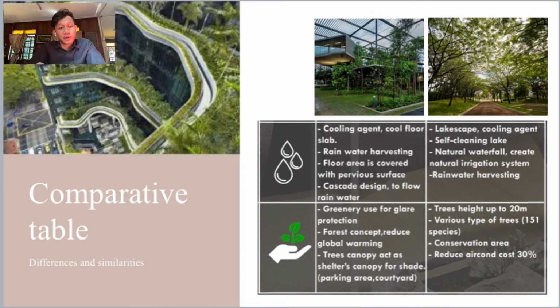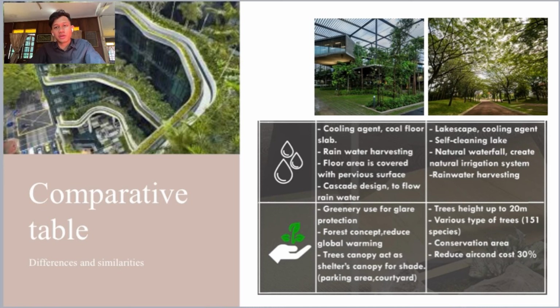For the water element, in the Paramit Factory, the cooling agent is the cool floor slab. It also uses rainwater harvesting, and the floor area is covered with pervious surface and a cascade design to flow the rainwater from the roof to the rainwater harvesting. Then the Valencia uses a lakescape as a cooling agent. It is a self-cleaning lake because it uses fish and tortoise to clean the water. It also has a natural waterfall to create a natural irrigation system and also rainwater harvesting.